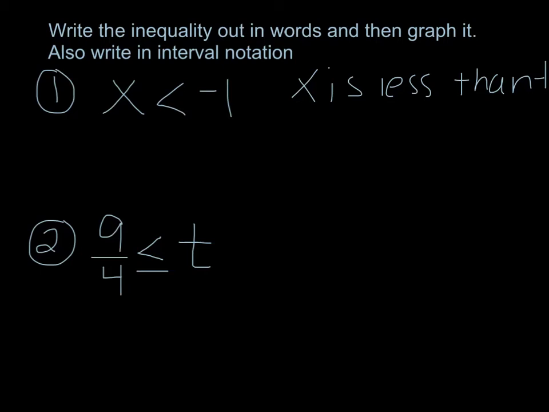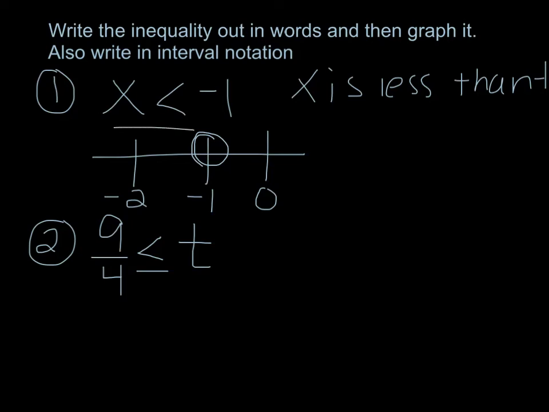To graph it, you're going to draw yourself a number line. You just need 3 hash marks when you graph these. Put the negative 1 in the middle, and then put one number bigger than negative 1, so 0, and one number less than negative 1 on the left, so negative 2. Since it's a less than symbol, we're going to use just an open circle, and the numbers less than negative 1 would be to the left. So X is less than negative 1. And there's your graph.